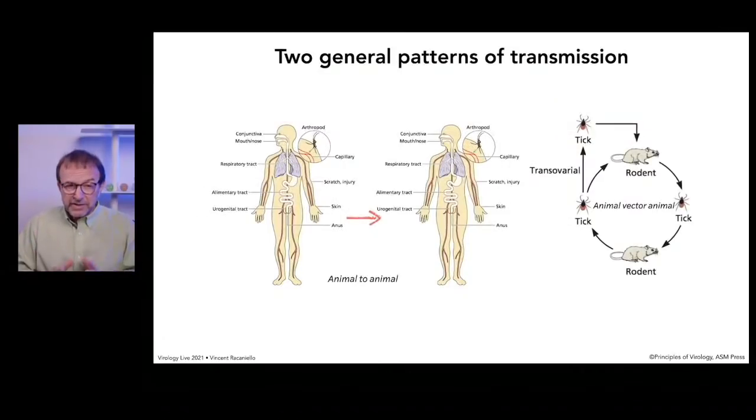Now, when we talk about transmission from host to host of a virus, there are two general patterns. We can do animal to animal, human to human, for example. Or we could have a vector involved. Those are the two general patterns. So here, a human is infected with a virus, sheds it in the feces, on the skin, via respiratory droplets. It reaches another human, they're infected. That's animal to animal.